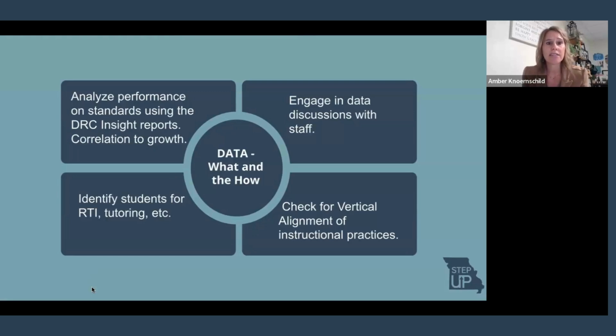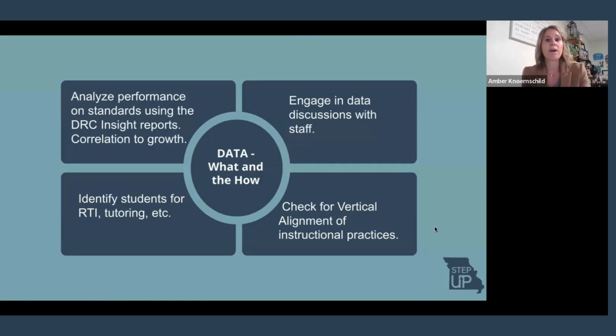Also use it to engage in those data discussions with my staff. Like, okay, you are performing really great in ELA, but math, our kids are struggling. There's not as much growth there. How can I help you? What professional development can I provide? Should you go observe another teacher? Again, correlate with those other districts within our area. And then identify those students for RTI or after school tutoring. Also look at those bubble kids, those kids that are basic, but could move to proficient really easily. So really focus on those kids that you can grow. And the other thing that we talk about all the time is that vertical alignment of instruction.